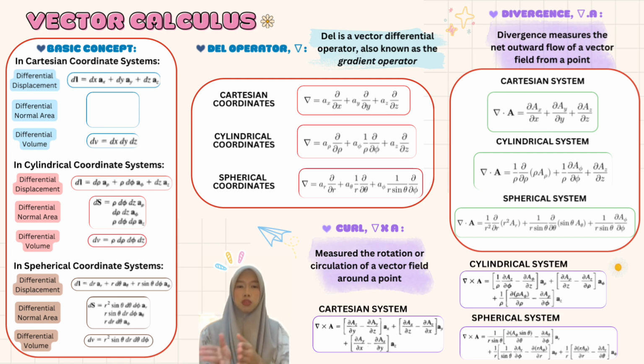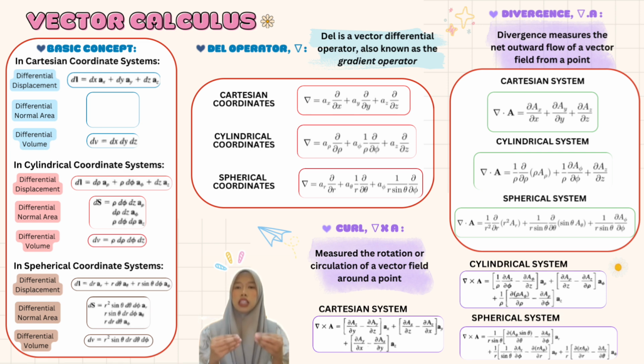Next we move to the del operator. It is a vector differential operator used to calculate gradient, divergence, curl, and Laplacian. The first one is divergence, which measures the net outward flow of a vector field from a point. The curl measures the rotation or circulation of a vector field around a point.